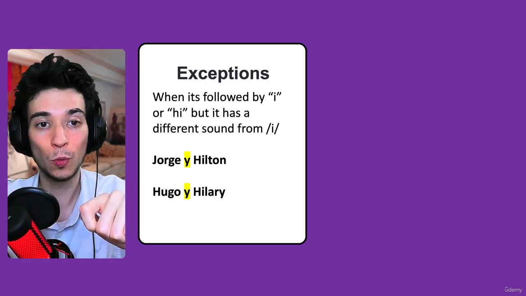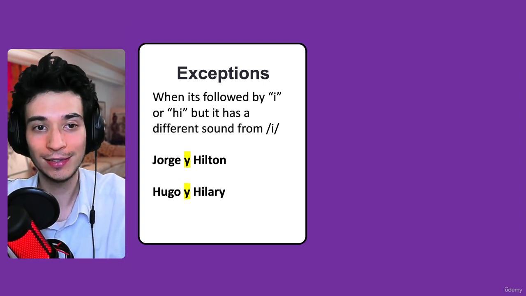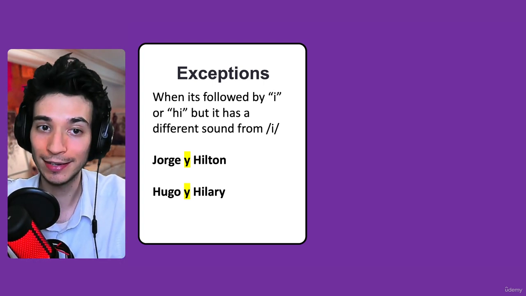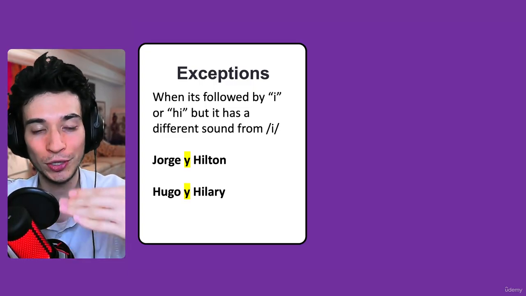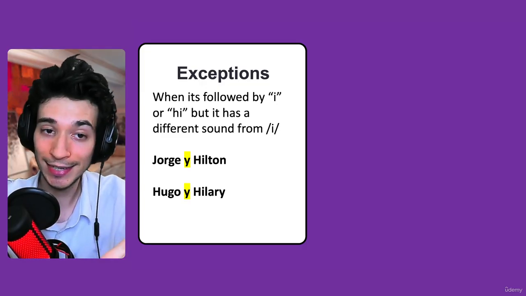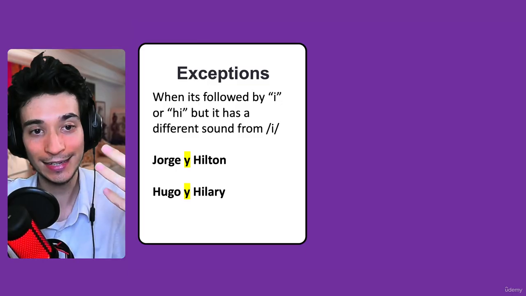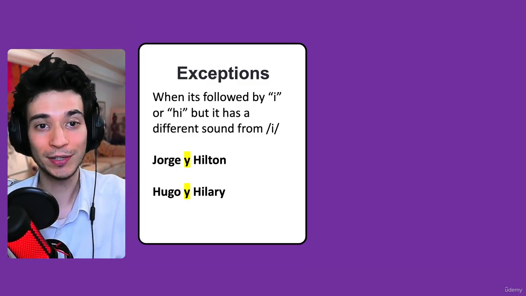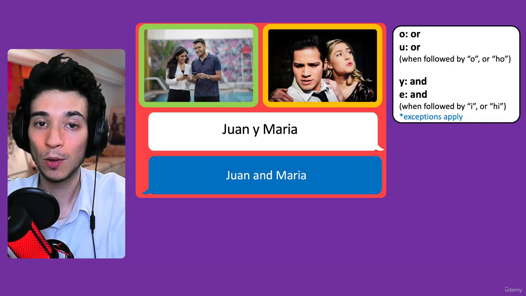Another example, Hugo y Hillary. So Hillary starts with a "he" sound, therefore you can keep the Y because it doesn't make that double E sound, like Hugo y Hillary. If the name was Ilary, then you would change it, but it's Hillary, which sounds like "he". So that's another exception.